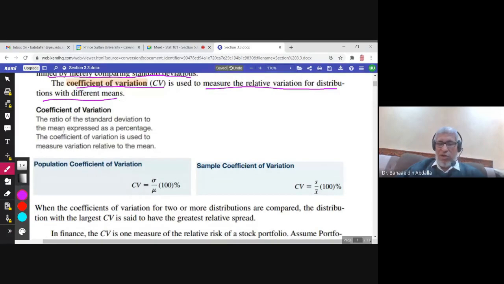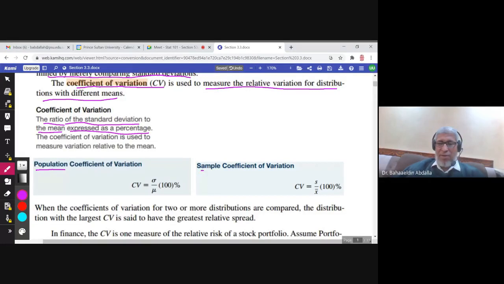The definition of the coefficient of variation: it is a ratio, okay? It is the ratio of the standard deviation to the mean expressed as a percentage. In case of population, the standard deviation is called sigma. So the standard deviation of the population, sigma, over the mean of the population, mu, as a percentage. So we multiply by 100%.